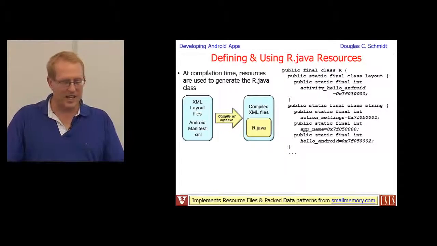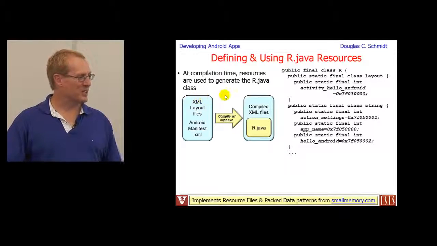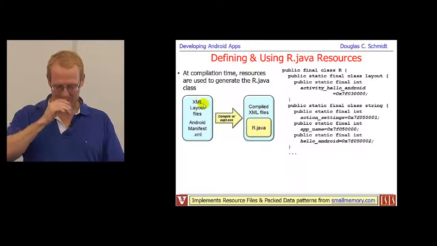The next thing is how do you actually get all these resources? This is handled by a resources compiler, which is called AAPT. I'm not exactly sure what AAPT stands for. Does anybody know what AAPT stands for? When I looked it up, it just said AAPT is the resources compiler. So maybe in some strange language, it says resources or something.